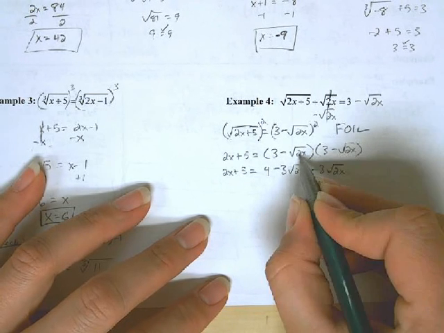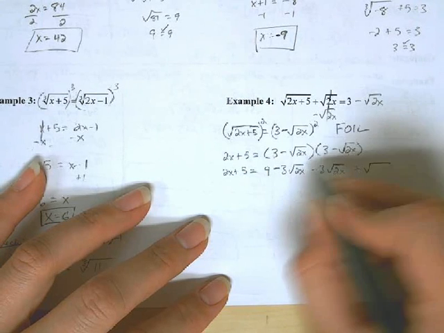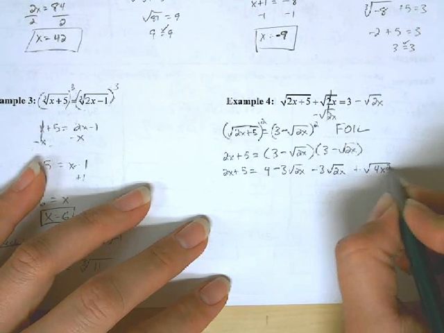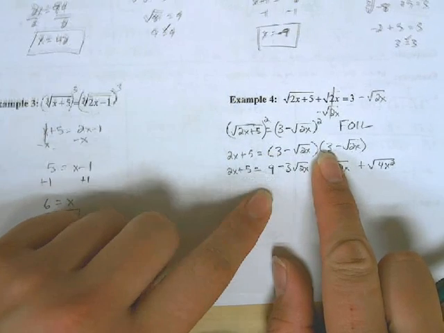Negative square root of 2x times negative square root of 2x. The two negatives makes a positive. And 2 times 2 is 4. And x times x is x squared. Okay, first makes 9. Outside.